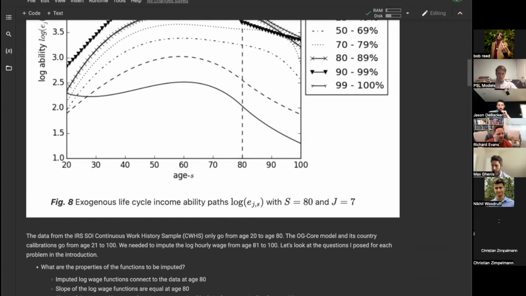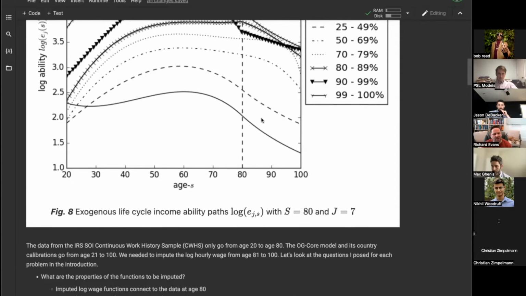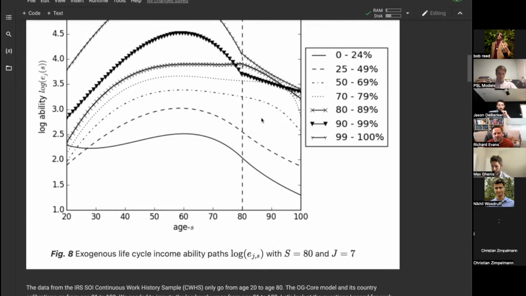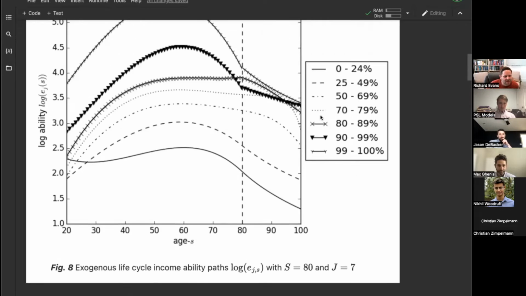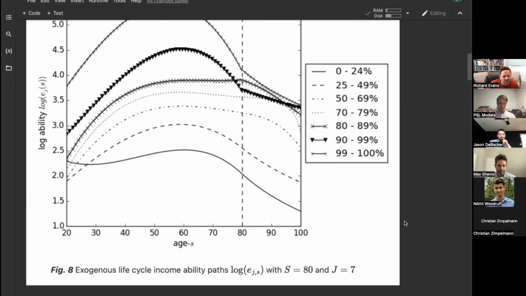The slope of the imputed log wage functions should be negative and declining monotonically. That's a characteristic of the theory: as people get older, their hourly wage and productivity just go down, like their human capital and physical capital are depreciating. The last bullets: the imputed log wage functions asymptote to some number, probably 0. These functions should asymptote to 0 as age goes to infinity, or as age goes to 100. You can see that it's not clear that that's being satisfied.